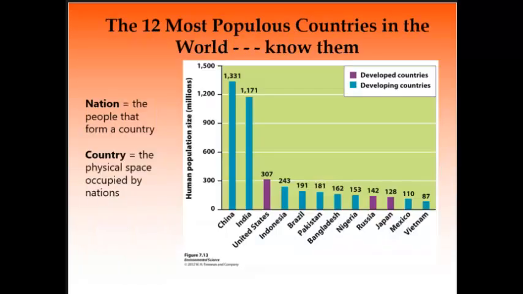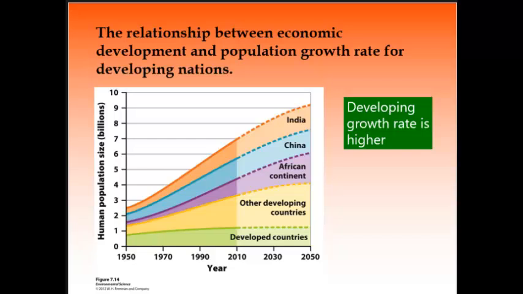So this is where you get reminded of which countries are still developing and which are developed. Know this list: the 12 most populous countries in the world. China and India are by far the largest nations in the world. Only 3 of the 12 most populous countries are developed countries. And also remember the difference between a nation and a country. The country is that physical space that nations occupy.